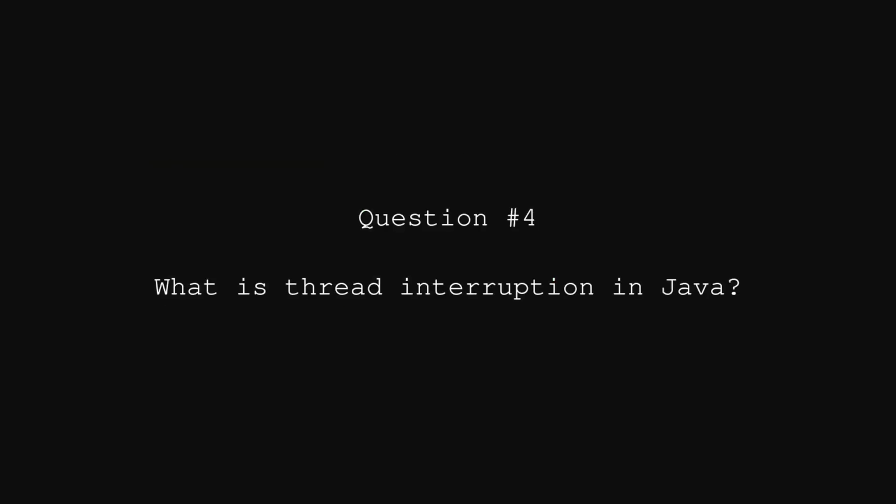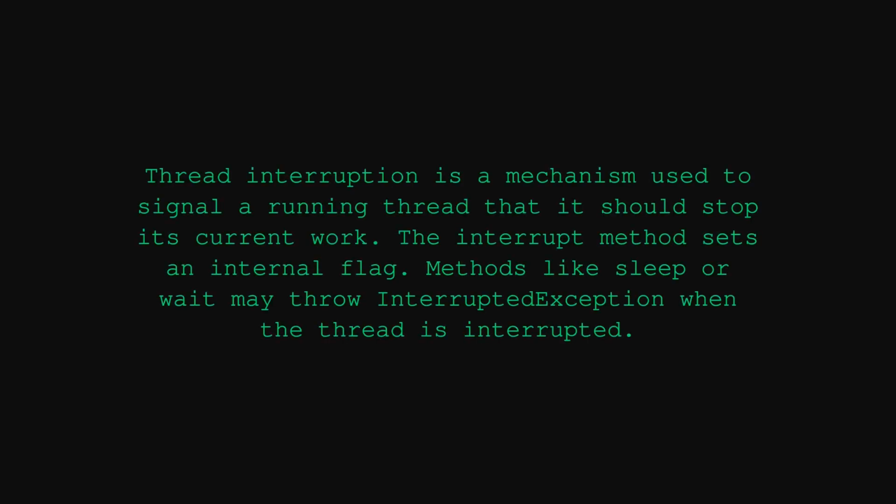Java interview question. What is thread interruption in Java? Thread interruption is a mechanism used to signal a running thread that it should stop its current work. The interrupt method sets an internal flag. Methods like sleep or wait may throw InterruptedException when the thread is interrupted.